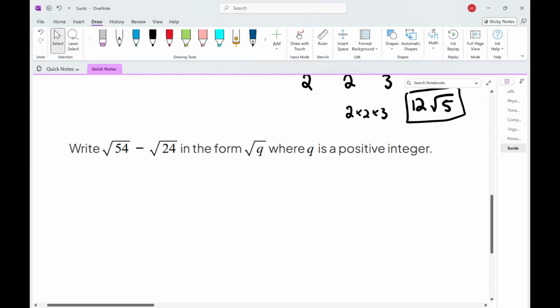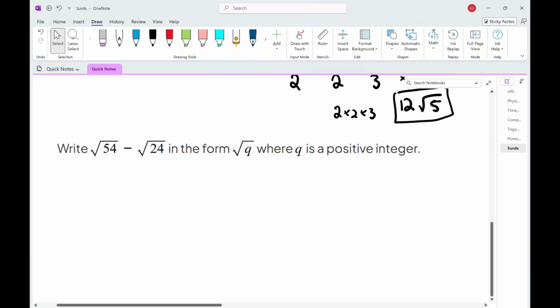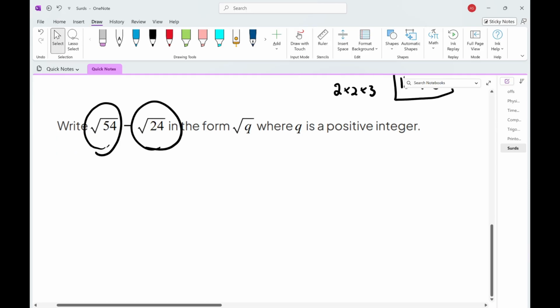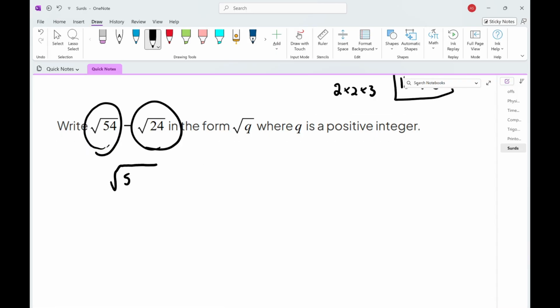Now let's move on to a harder problem, where we have to factorize two different ones into their simplest forms. Root 54 and root 24. Now, can we divide root 54 by, for example, 9? Yes, we can. So root 54 is equal to root 9 times root 6 on our calculator, because 9 times 6 is 54. Root 9 will be equal to 3, and this will mean that it's 3 root 6.